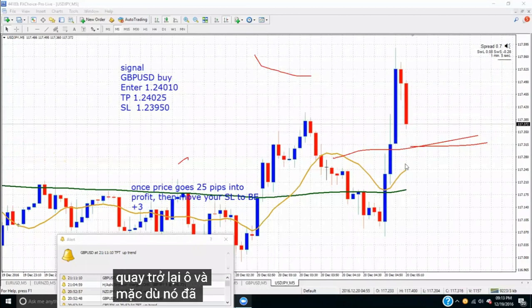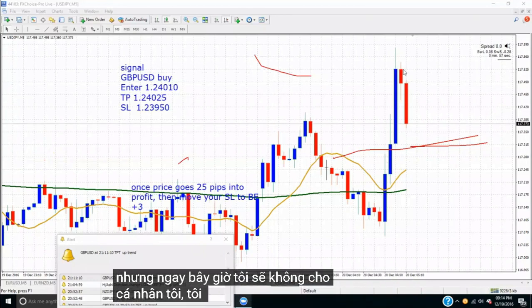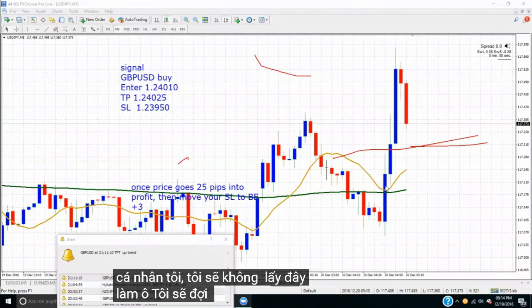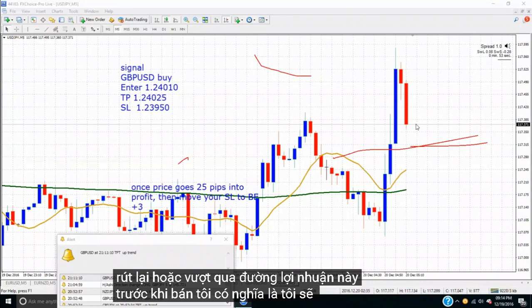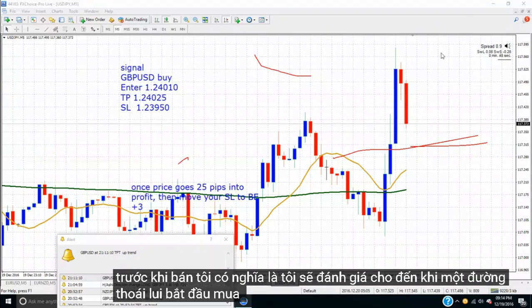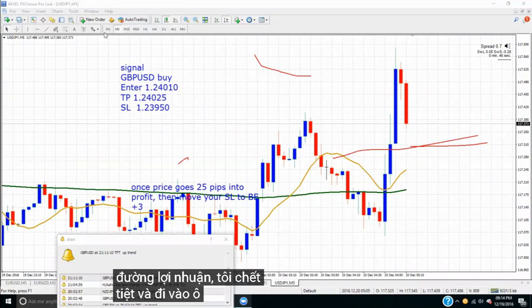And even though it moved up across the profit line, for me personally, I wouldn't be taking this as a sell right now. I would wait till it retraced or crossed this profit line before I sold. I would wait till it retraced and went into a buy, or if it crosses the profit line, I'd watch it and go into a sell.